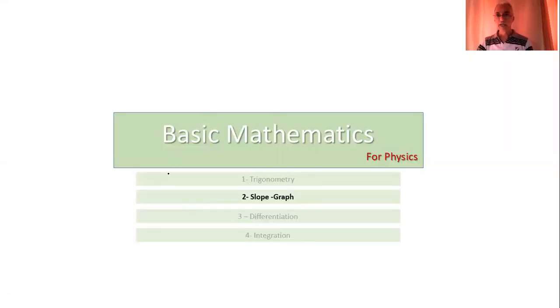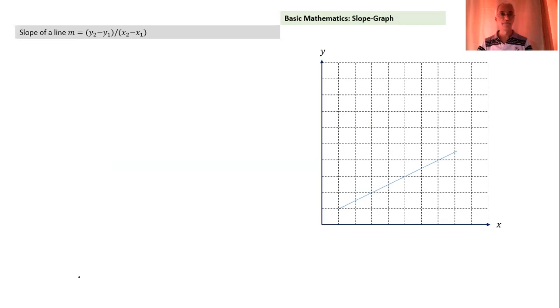See, our objective here is to learn basic mathematics, which is essential for learning physics for class 11th level. In the previous two sessions, we have covered the topic of trigonometry. In this particular session, we are going to master the topic of slope and graph. And the term slope, I think most of you are familiar with.